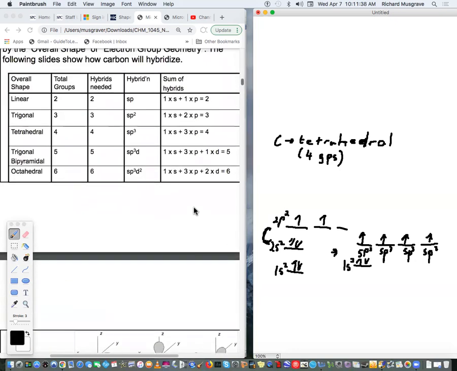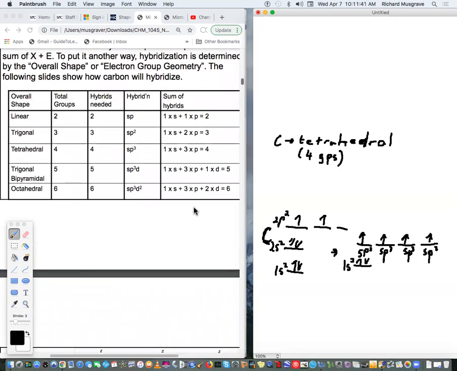So let's look at the summary I've got over here. This is, again, all going to be based on the overall shape. Once you know the overall shape, then you pretty much know what the hybridization is going to be. For linear, there are two groups attached to a central atom. Two groups means we need two hybrids, so the hybridization would be sp, the combination of one s and one p, and we'd have two of those sp hybrids.